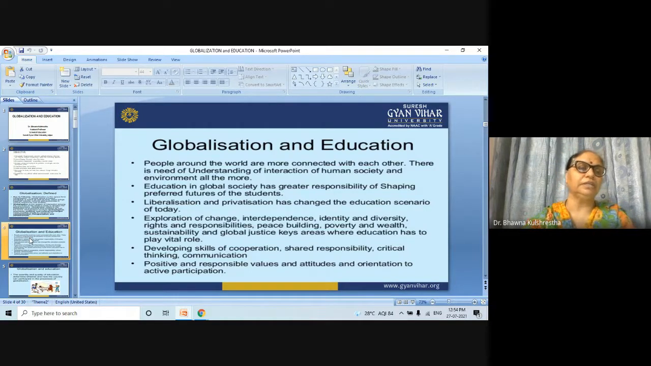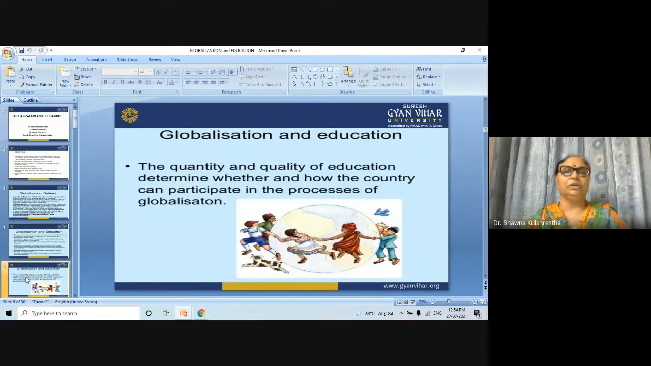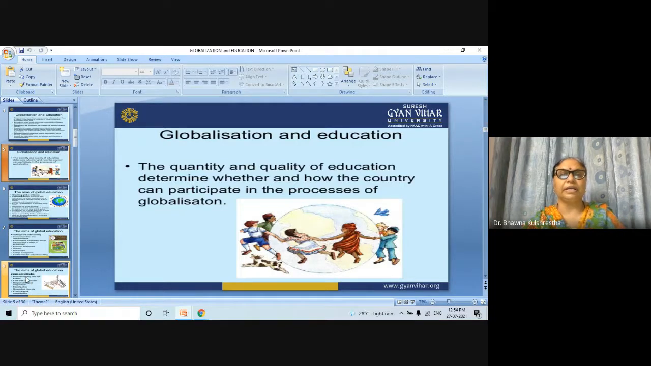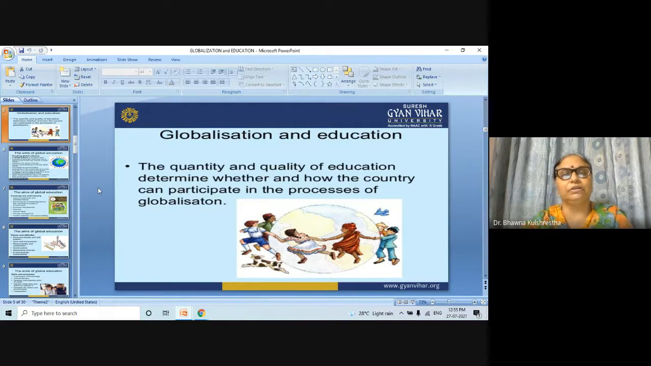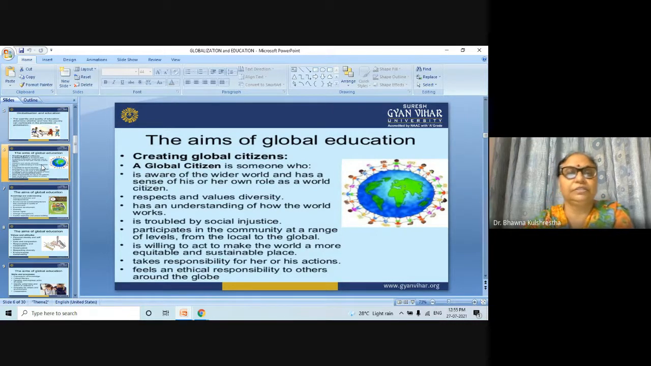Globalization and education: the quantity and quality of education determine whether and how a country can participate in the process of globalization. The aim of globalization education is creating global citizens. A global citizen is someone who is aware of the wider world and has a sense of his or her own role as a world citizen.